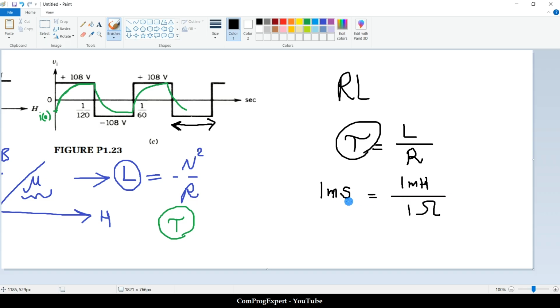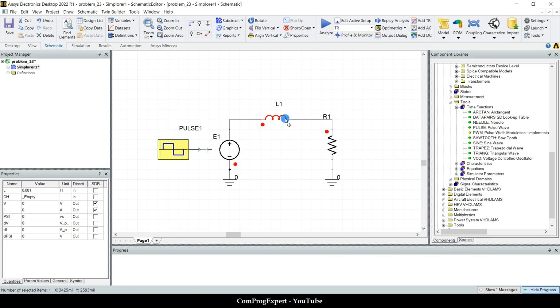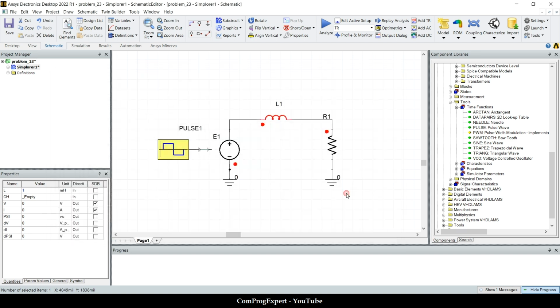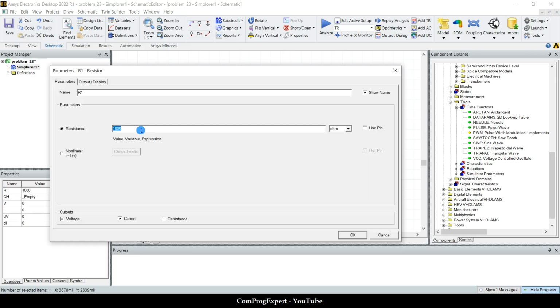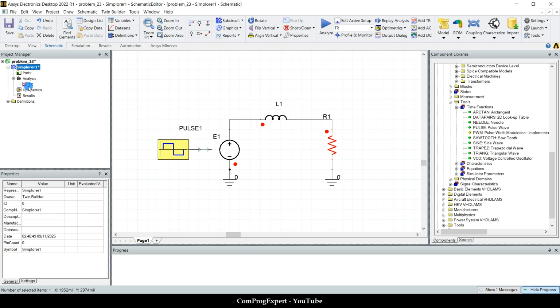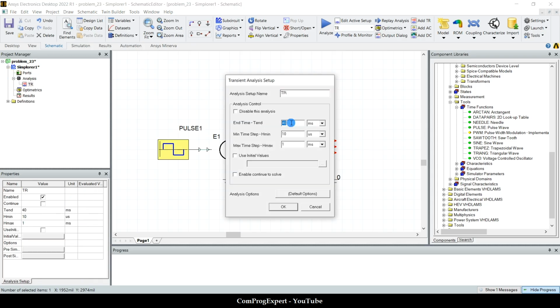So we can set the value of the time constant. So here, 1 millihenry and here 1 ohm. Okay, we can run this simulation. Let's simulate it for 2 electric periods, 2 seconds divided by 60.